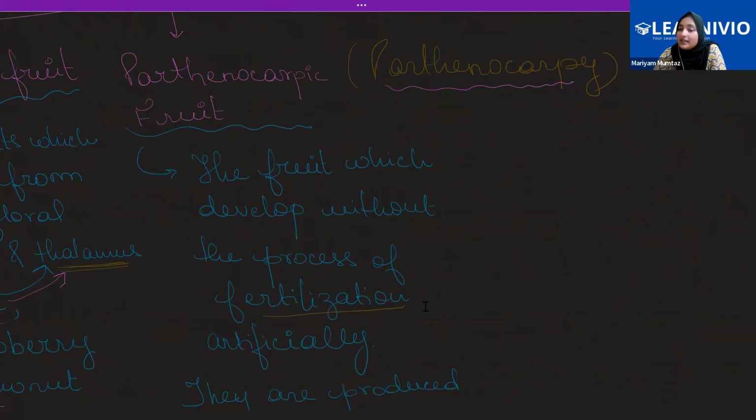It is developed artificially by using certain hormones. When you apply hormones to the plant, it can induce flowering, fruiting and seed formation. So when the fruit is formed without fertilization, we call it a parthenocarpic fruit. The method of forming this fruit is called parthenocarpy. Clear?